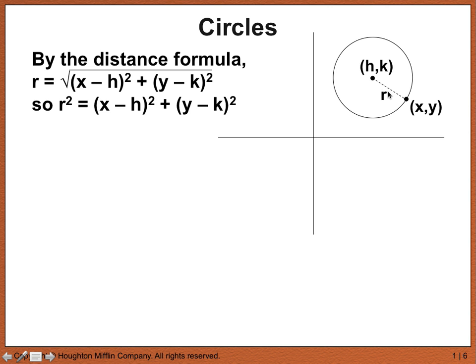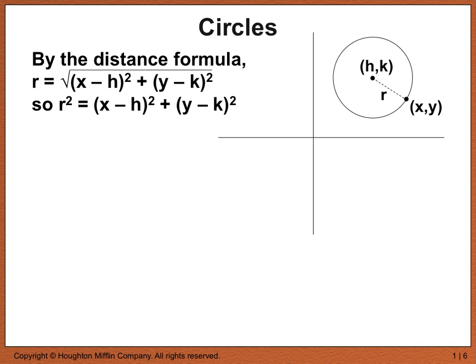Using the distance formula, this distance r is the square root of (x minus h) squared plus (y minus k) squared, because I can consider x my x1 and h my x2, and I can consider y my y1 and k my y2. So the distance r is given by the distance formula, and then I simply square both sides of that equation, and I end up with r squared equals (x minus h) squared plus (y minus k) squared.